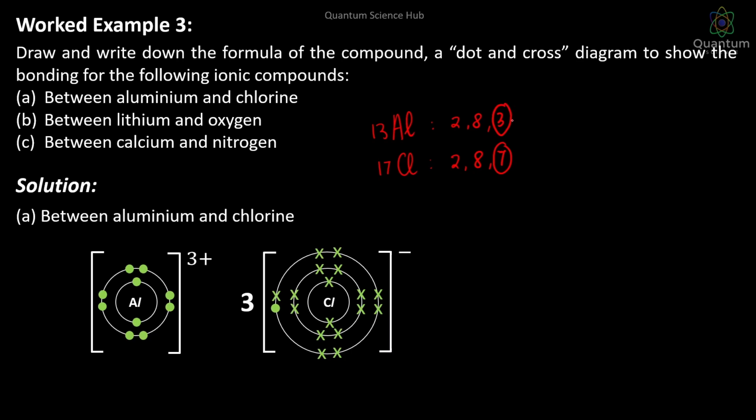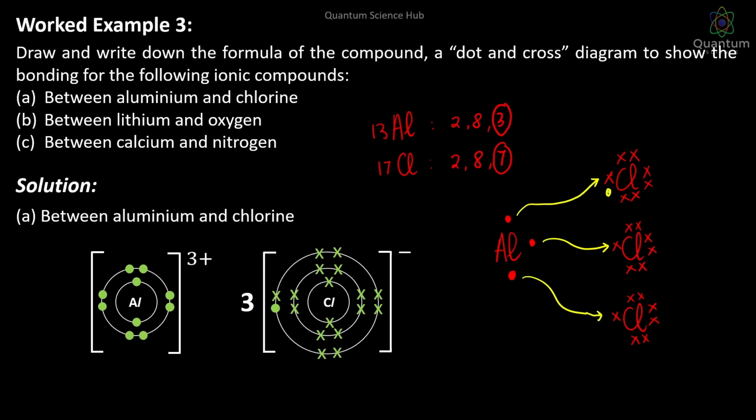Okay, then let's draw it. Aluminum will have 3 valence electrons, while chlorine has 7, right? So each electron from aluminum will be transferred to chlorine in this case, right? Like this. So now chlorine will have a complete or full valence shell, which is 8. So every chlorine will have 8 valence electrons, while aluminum will lose its third shell. It only contains 2 shells, which is also 8 or full, right?